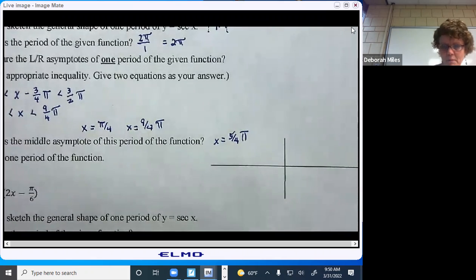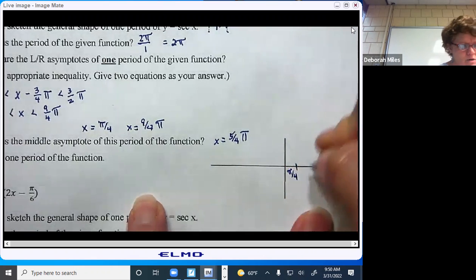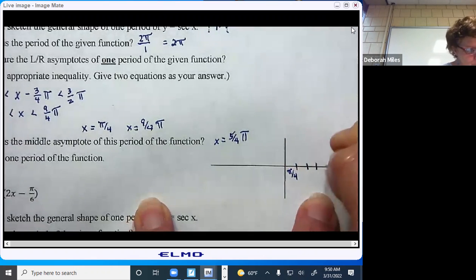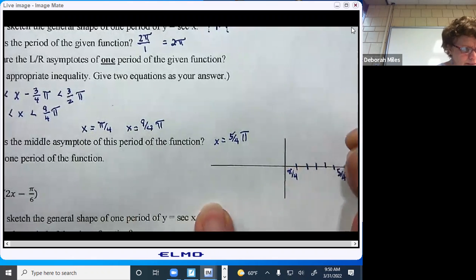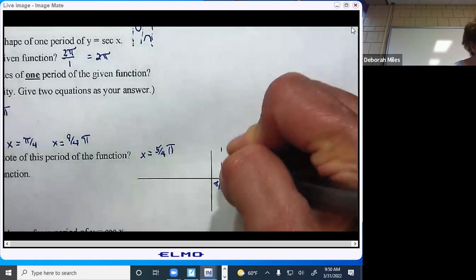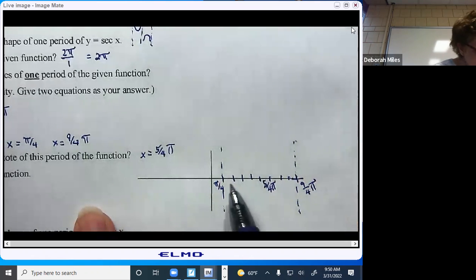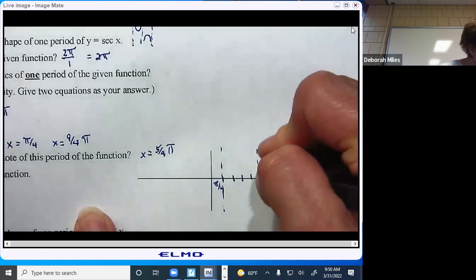So let's count by quarter pis. Label at least one. Quarter pi, 1/4, 2/4, 3/4, 4/4, 5/4. 6/4, 7/4, 8/4, 9/4. There's your left asymptote, your right asymptote, your middle asymptote. Which one of those was 5/4? 1, 2, 3, 4, 5. That one was 5/4.